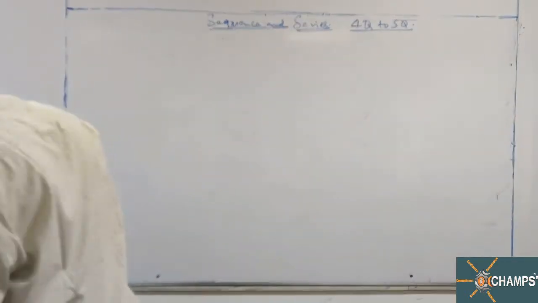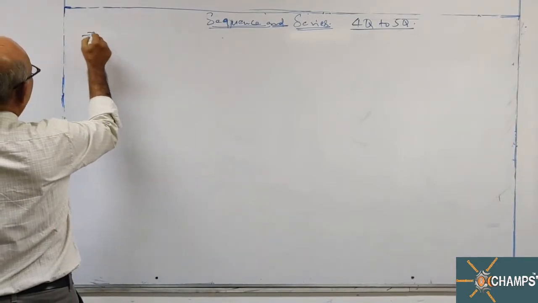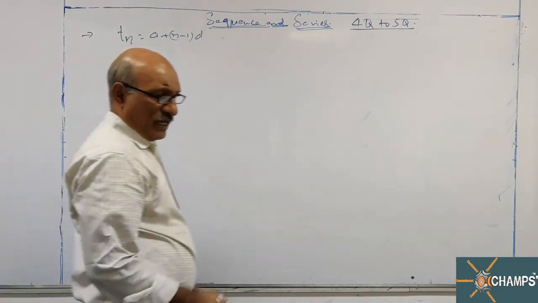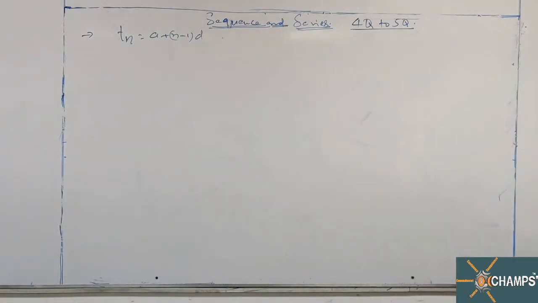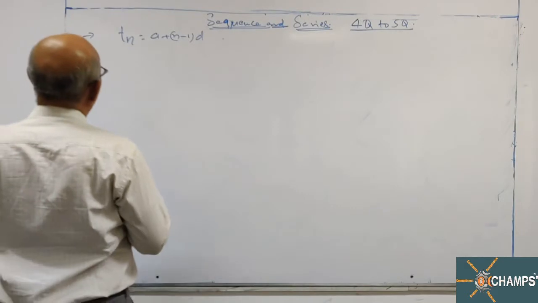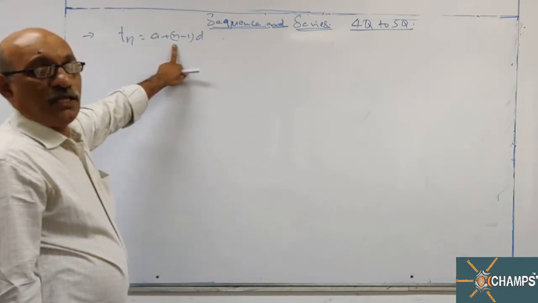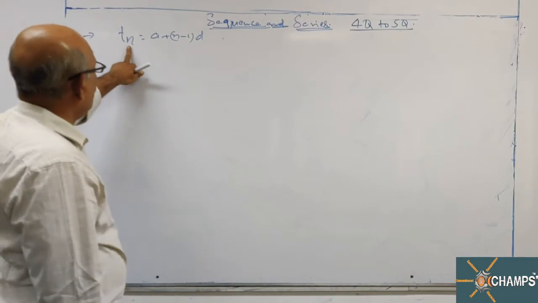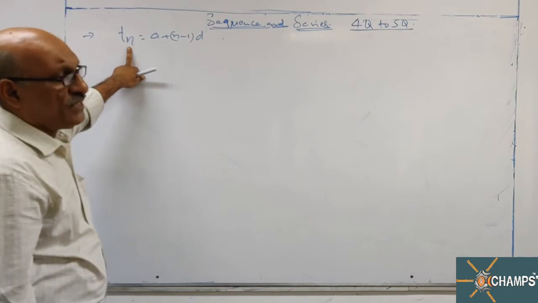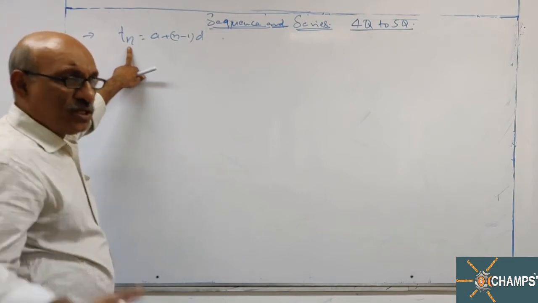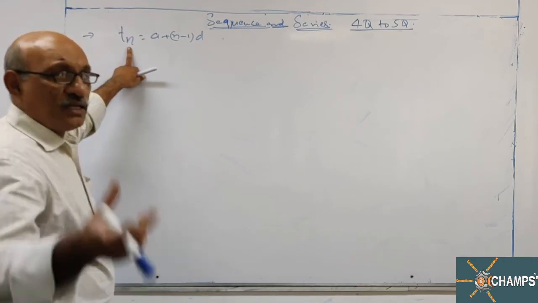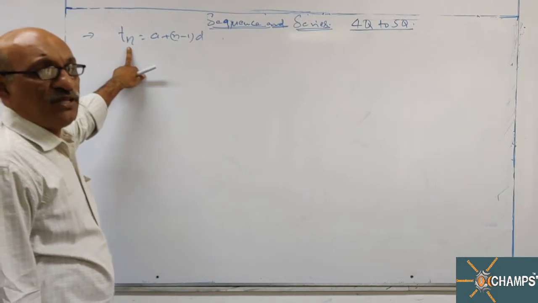Next point is, let us see the general term in an AP. Tn is equal to a plus n minus 1 into d. What is the advantage with this general term? If you replace n with 1, you'll get the first term of the sequence. If you replace n with 2, you will get the second term. If you replace it with 3, you'll get the third term. So when we know the general term of any sequence, then you can generate the terms of this particular sequence.